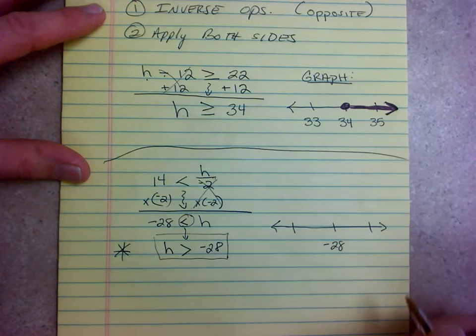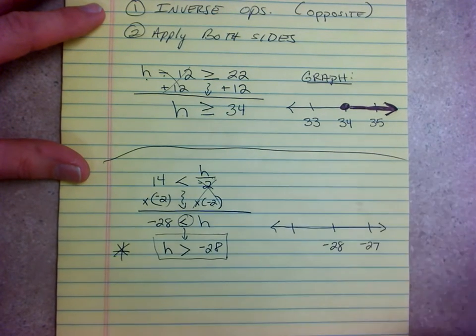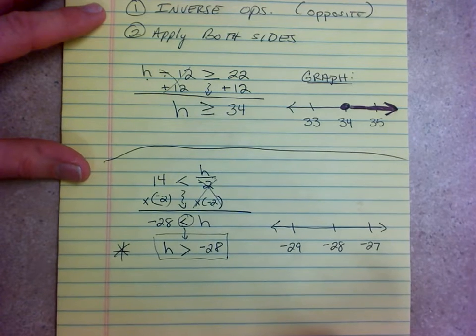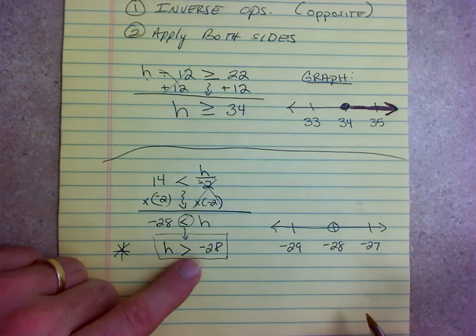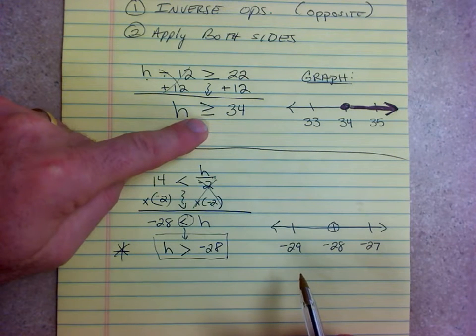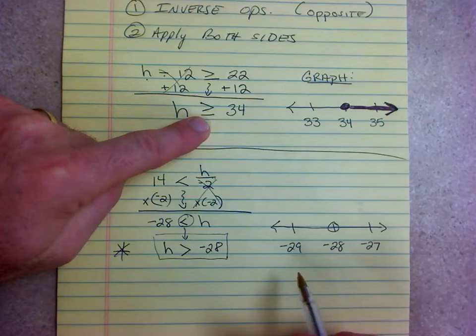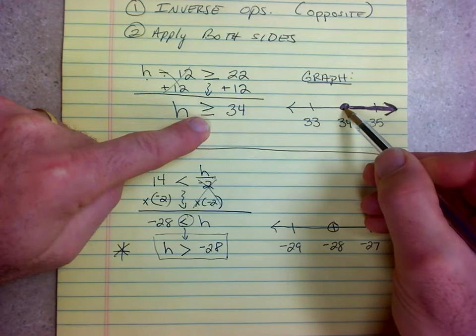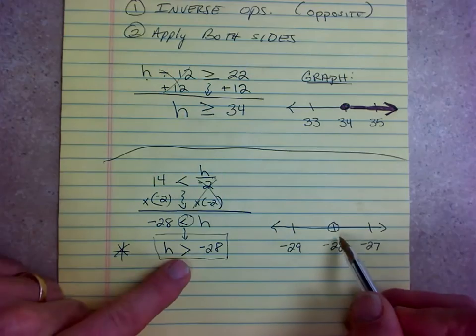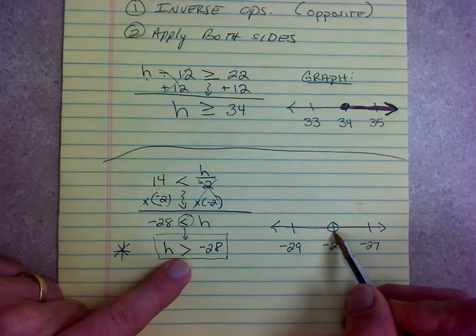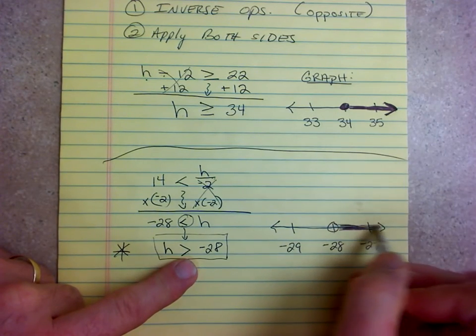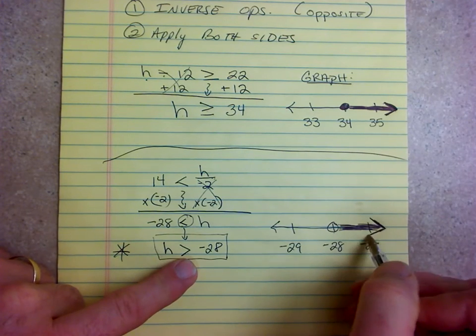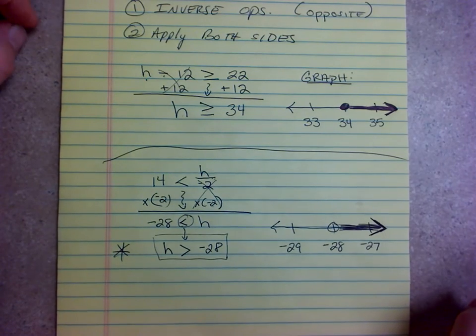As we discussed above, negative 28 goes in the center, with negative 27 and negative 29 on each side. Now h is greater than negative 28, but notice it's not equal to negative 28 as it was up here. When it was equal to, we shaded that dot completely in. Now it is not equal to negative 28, so we're going to leave that as an open circle. We're not going to shade that in. h is greater than would be all the values to the right. And again, we want to bold our graph.